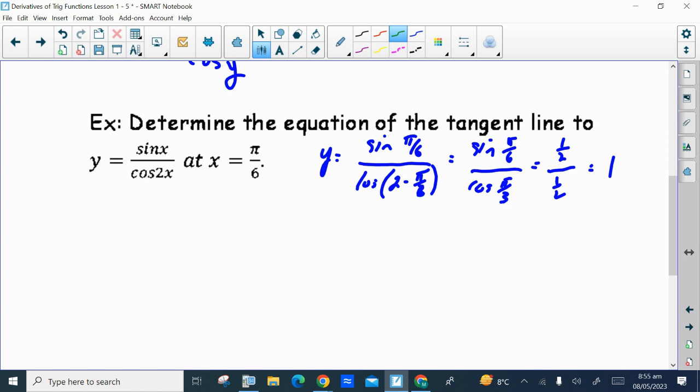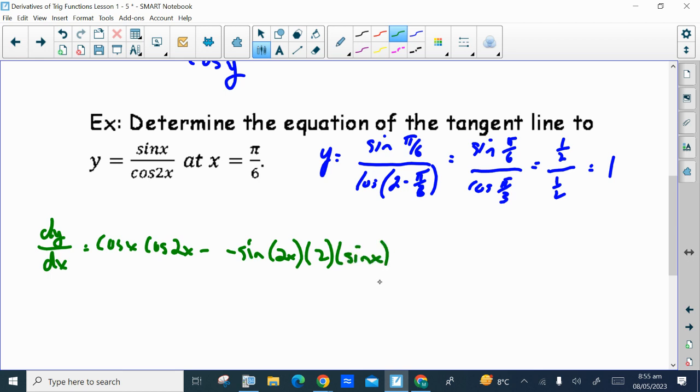And to find the slope of the tangent, we use the derivative, which in this case we'd have to use the quotient rule. Derivative of the top, derivative of sine x is cos x, times the bottom, which is cos 2x, minus the derivative of the bottom. The derivative of cos 2x will be negative sine 2x times the derivative of what's inside the bracket, which is just 2, times the top, which is sine x, all over the bottom squared.